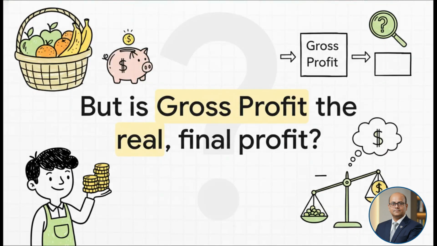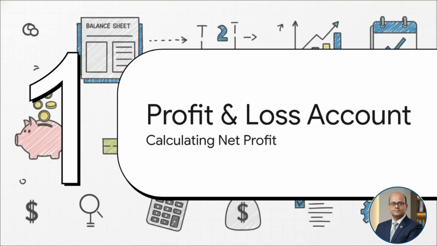So we have found the gross profit. But think about it. Is this the actual money the fruit seller takes home? Is this his real final profit? The answer, of course, is no. That is not the real profit. To find the real profit, we must prepare the second account, and this is called the profit and loss account. Or for short, we can just say P&L account. This is where we find out the true profit.